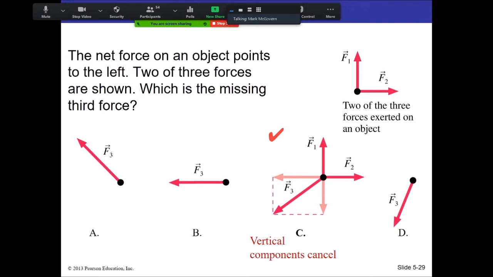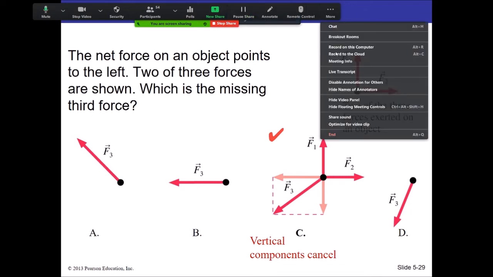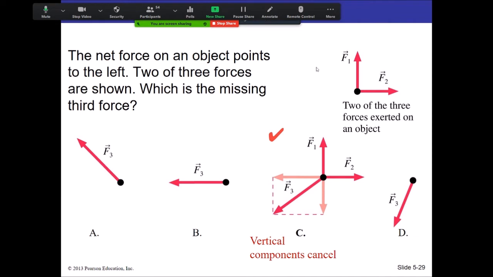All right. So what's going on here? Well, if the net force is to the left, that means we're going to have a third force with a y component that cancels out F1. Furthermore, it will have to have an x component that is longer than F2. And that's what you see for C.